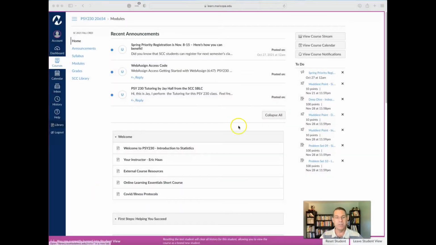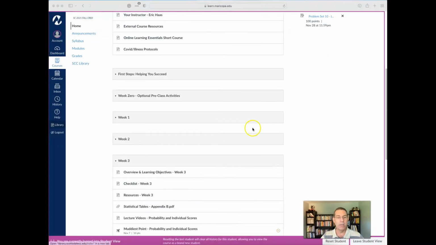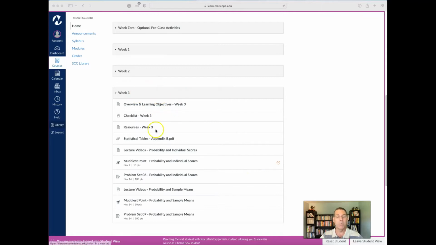At this point, in terms of Canvas, just know that week 3, chapter 6 is probability and individual scores. Then we get to chapter 7, which is probability and sample means. You again have your muddy points and your problem sets for those. There's also probably a discussion in here that's not listed that I'll have to add, make sure it shows up. So that's something to be aware of.